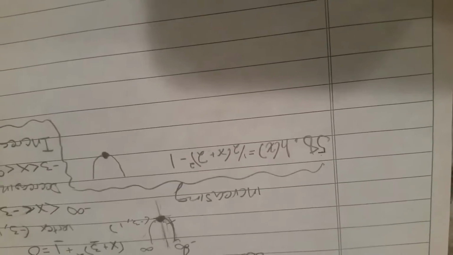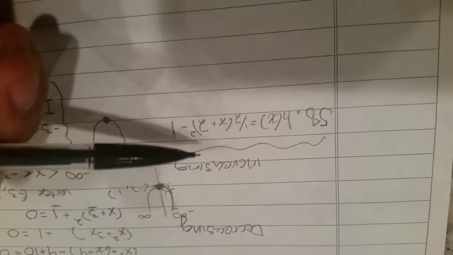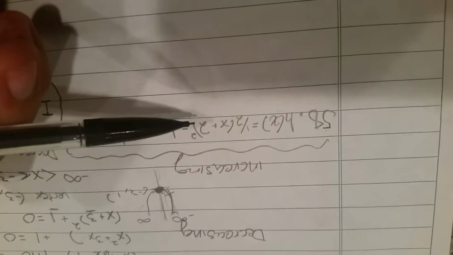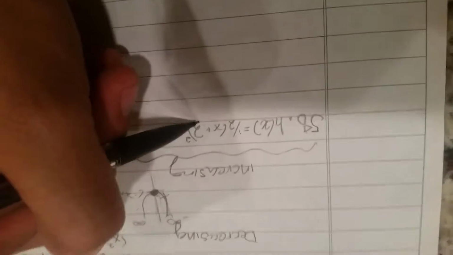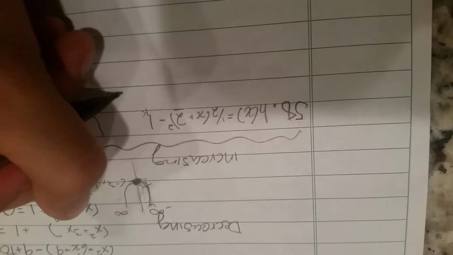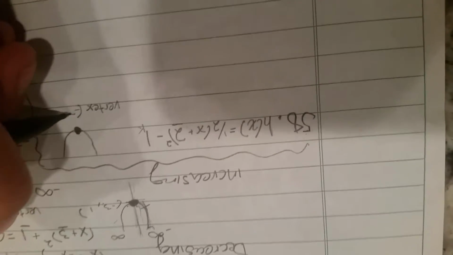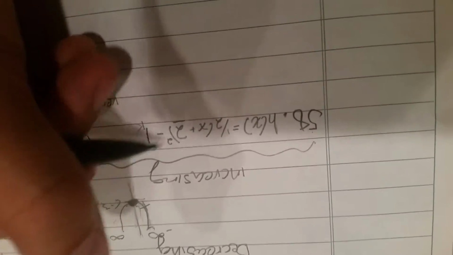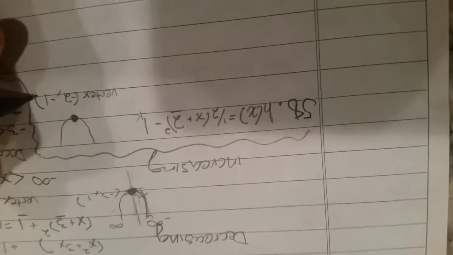Lucky for us, this is in vertex form already, and you can tell because it has the parentheses x plus 2, and then in the parentheses squared minus 1. So this is our h value and this is our k value. So that means that when we're writing our vertex, the coordinates will be at -2, because insiders lie, right there, it gave us that answer, -1.